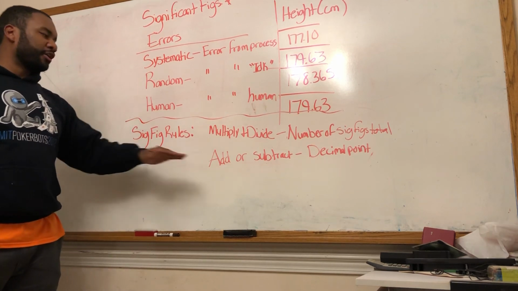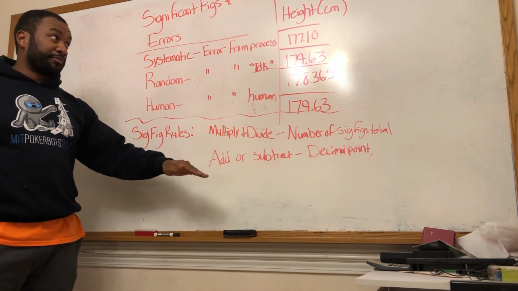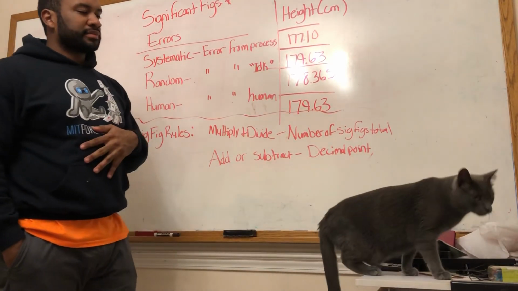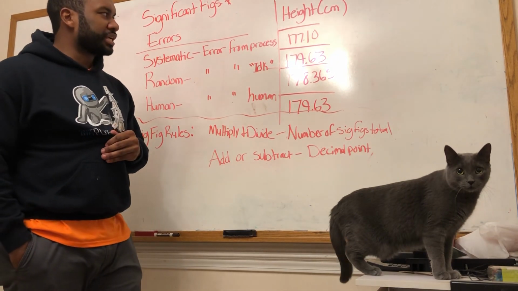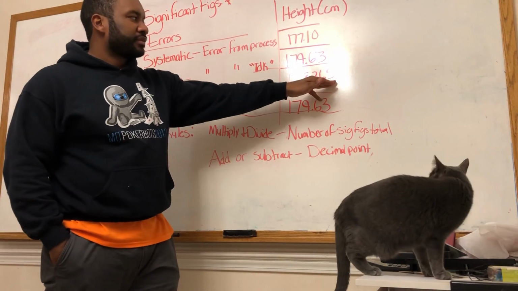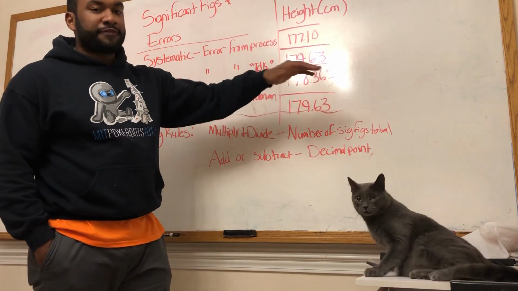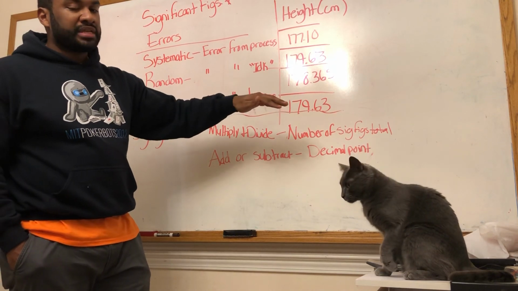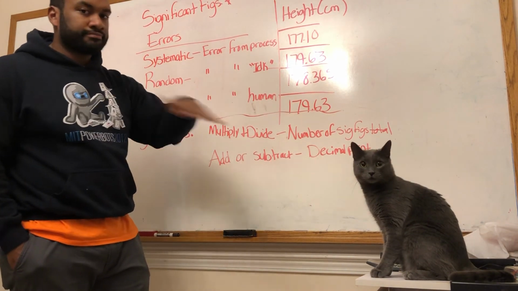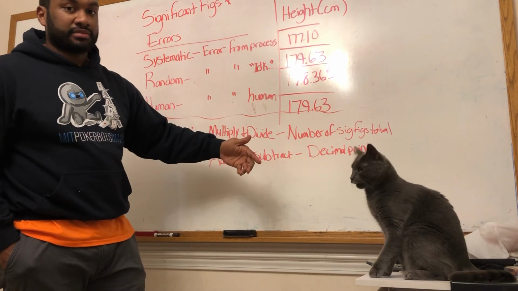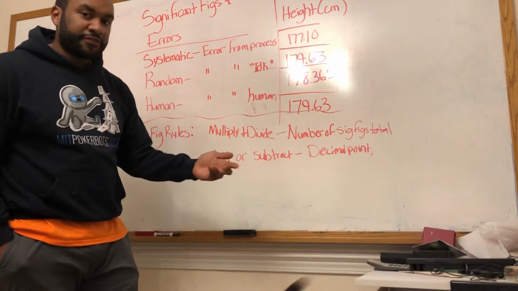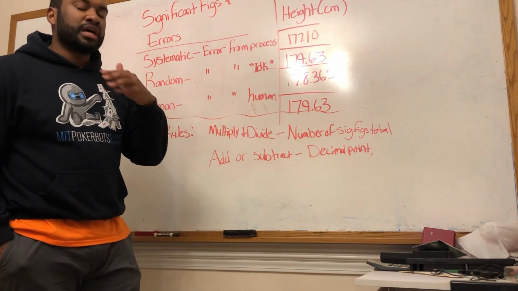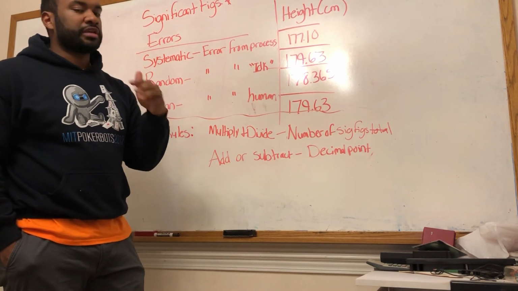And when you add or subtract, it's by the decimal point. So if we were to add all these heights together, we would basically ignore this 5 and not even factor it into a calculation because we can't be sure that that 5 is trustworthy, is significant. That's what we mean. We can't trust that. So we have to omit it for the sake of our processability.